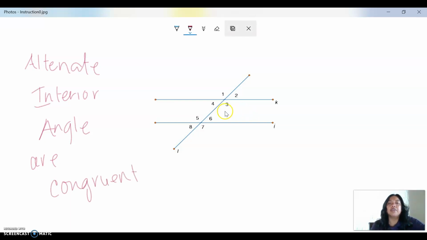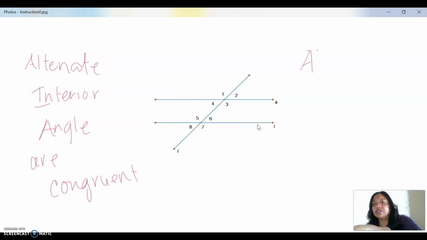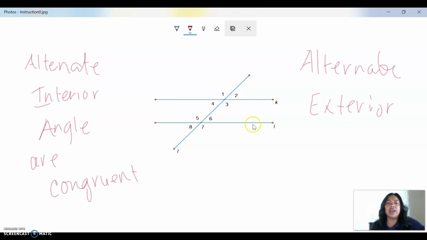Okay, the next type of angles. All right, so the next type of angle, similar to alternate interior, we're going to call them alternate exterior. So same word again, alternate, and this time it's exterior. Okay, so alternate exterior angle.